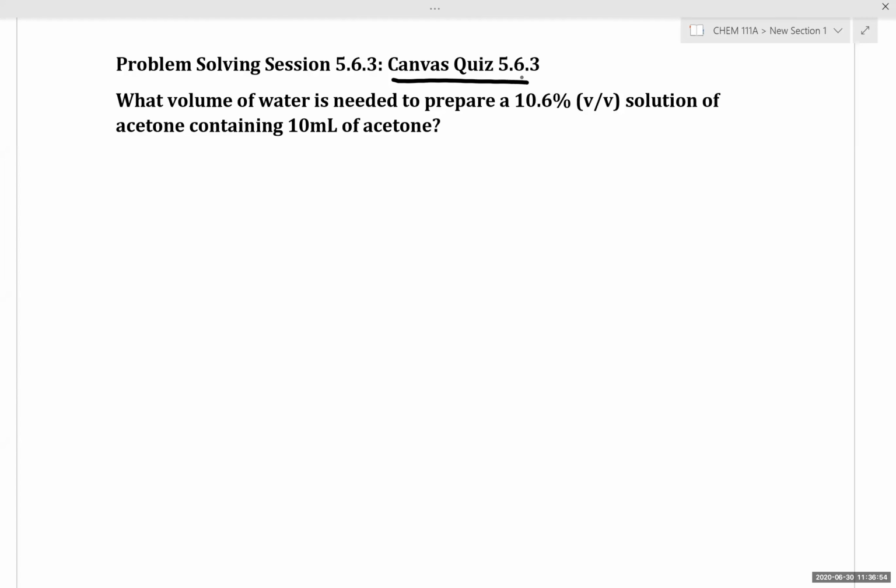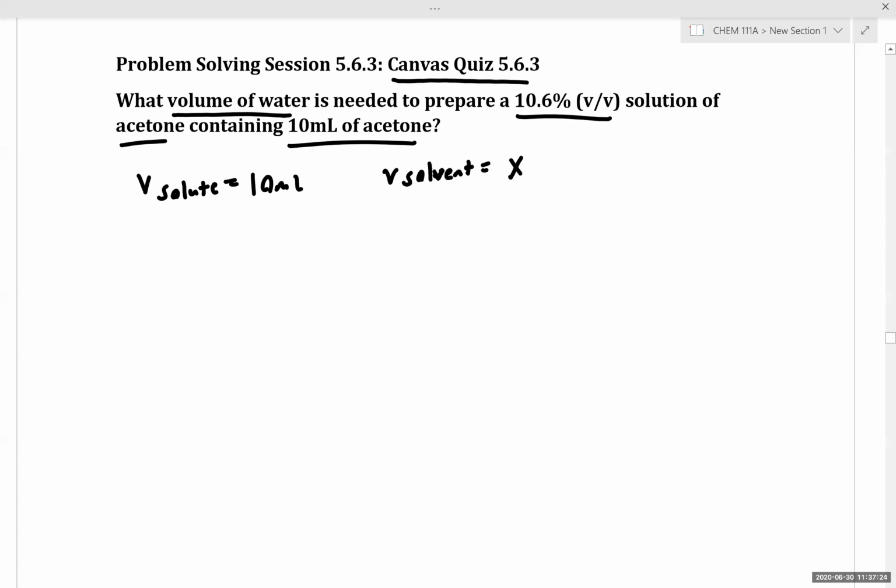So let's now discuss this example. We're asked what volume of water is needed to prepare a 10.6% volume over volume solution of acetone containing 10 milliliters of acetone. In this schematic, we know that the volume of solute is equal to 10 milliliters. The volume of solvent is unknown, so we'll call that X. And the volume of our solution would be 10 milliliters plus X.